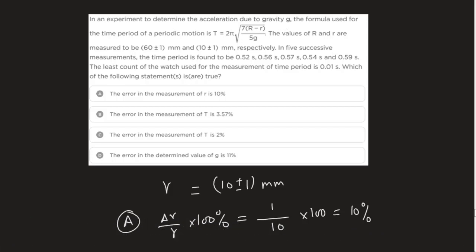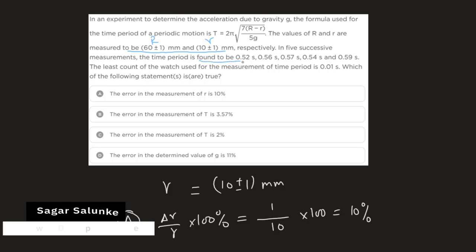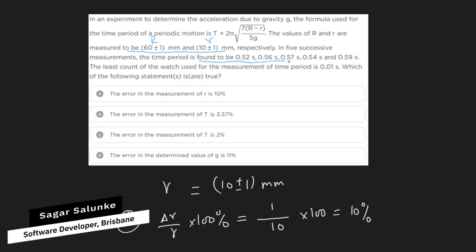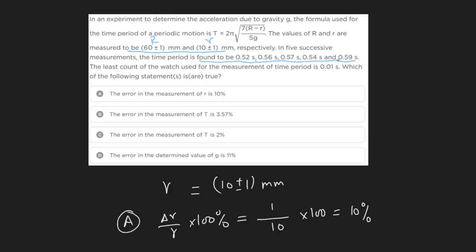The values of R and r are measured to be, so this is for the capital R and this is for the small r. So you can see that they have given the absolute errors for the capital R as well as small r. In five successive measurements, the time period is found to be, so they have got these values for the time periods. They have made the five observations. The least count of the watch used for the measurement of the time period is 0.01 second. Which of the following statements are true?